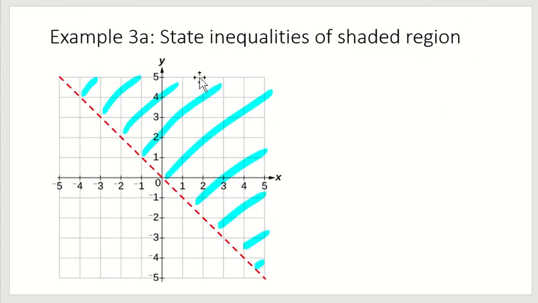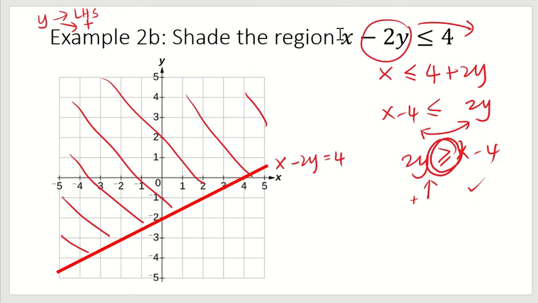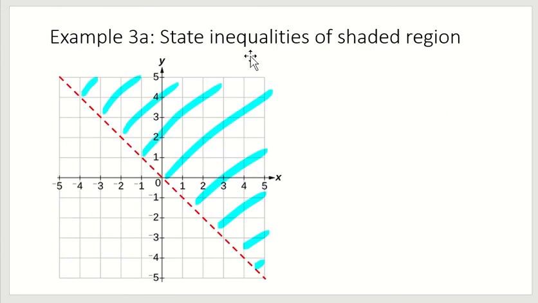Okay, now he wants you to state the inequalities of the shaded region. Now it didn't give you the inequality. For question 2, it gave you the inequalities, or the constraints, or the mathematical models. But now it doesn't give you the inequality. He gives you the shaded region and asks you to form the inequalities of the shaded region. How are you going to do this?